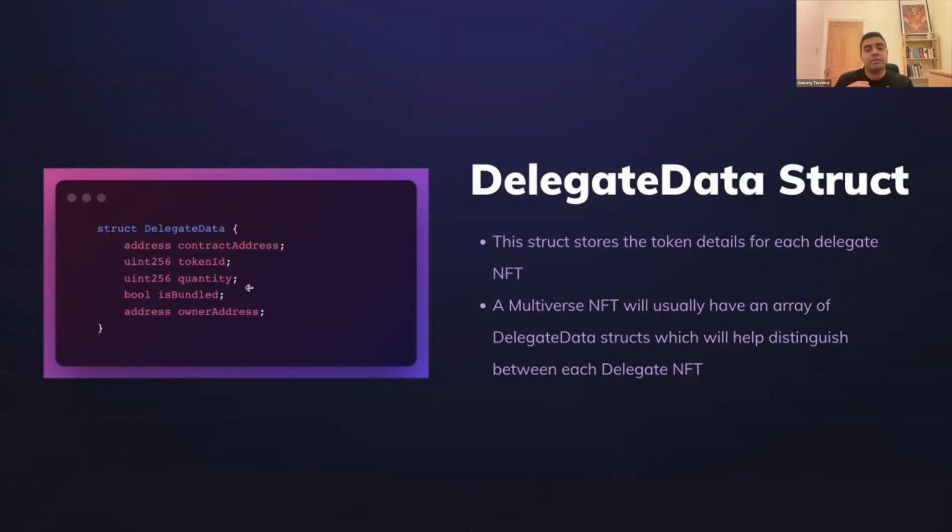Essentially, any delegate NFT can exist in either of two states. It can be bundled or it can be unbundled. So we have a Boolean for that. And we also have a field called owner address to make sure that we track the owner of this delegate properly.